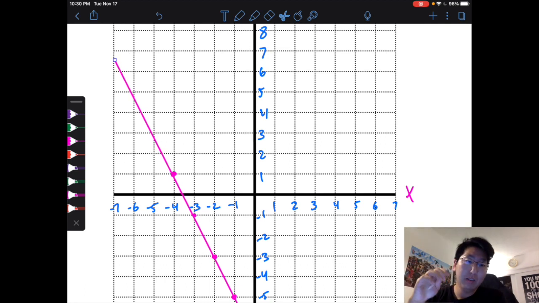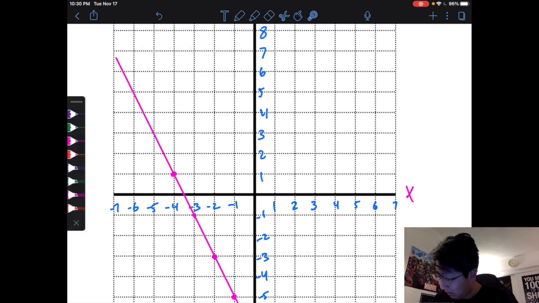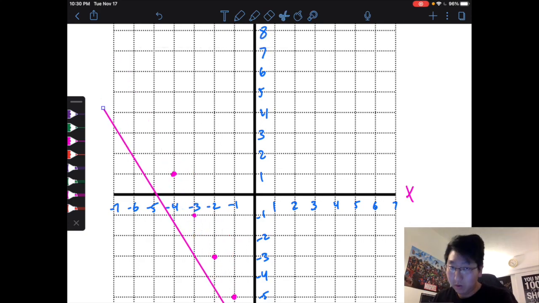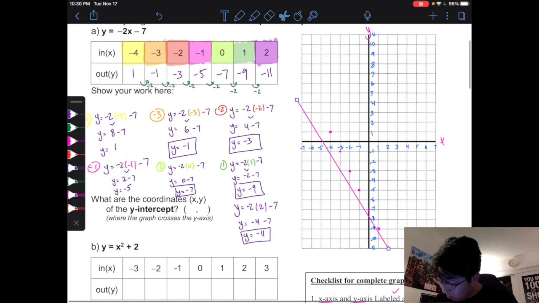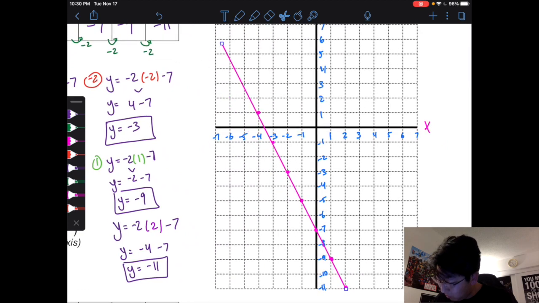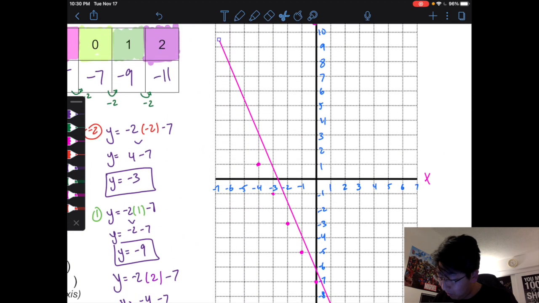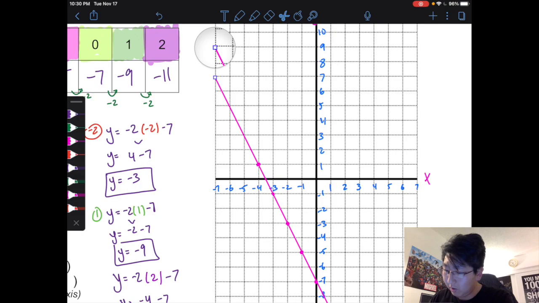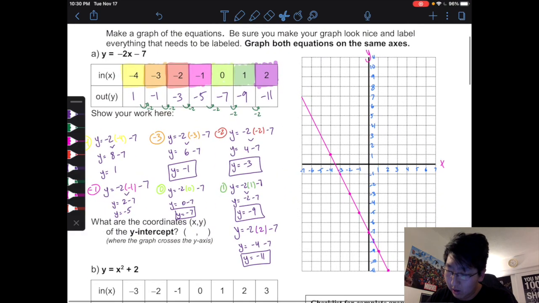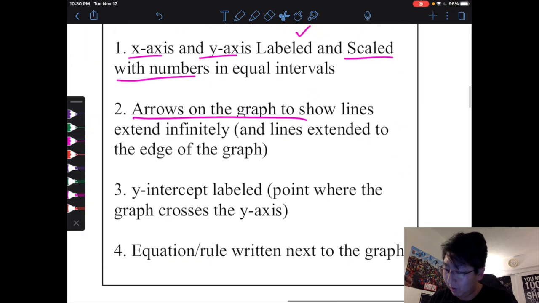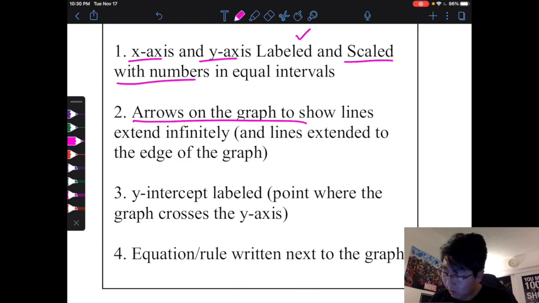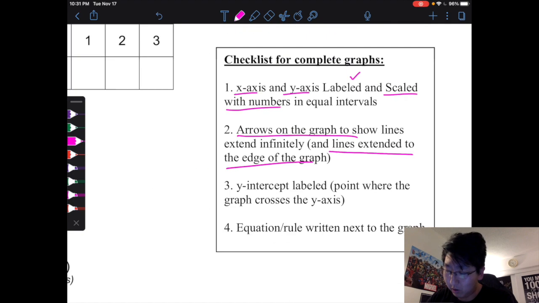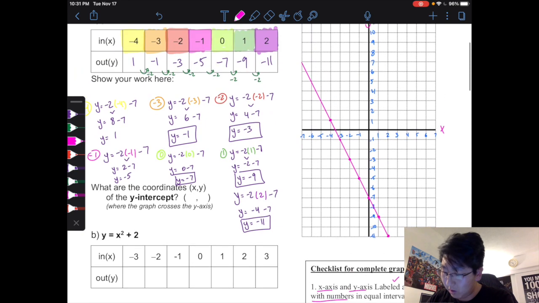What I need to do is make sure that it goes through each point. It wouldn't make sense for me to take my line and do this and say, oh, look, I drew my line, when it doesn't go through the points. So I'm going to make sure it goes through all of the points, and extend it. So that's what it means here: arrows on the graph, and lines extended to the edge of the graph. What I did so far is extend it to the edge of the graph.